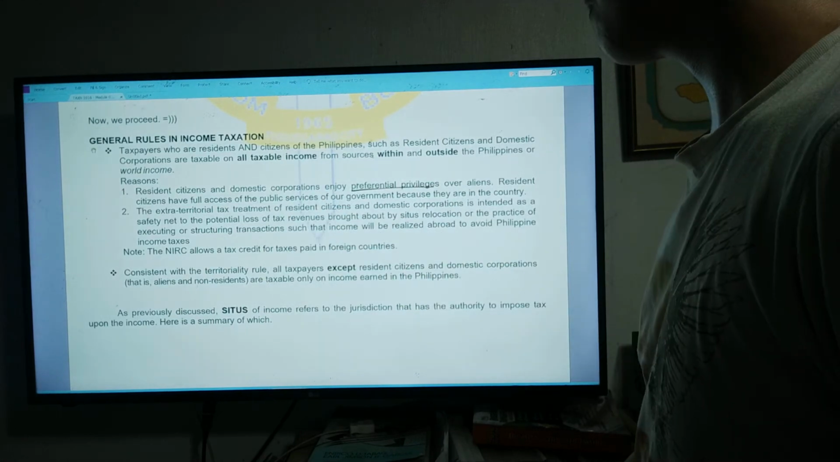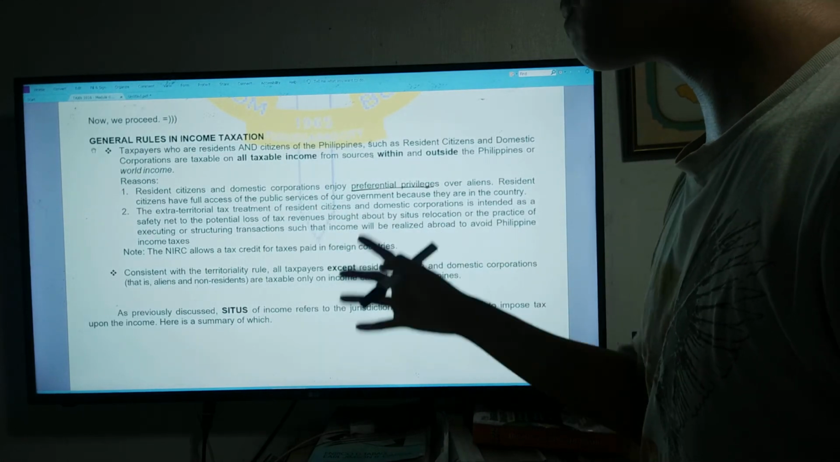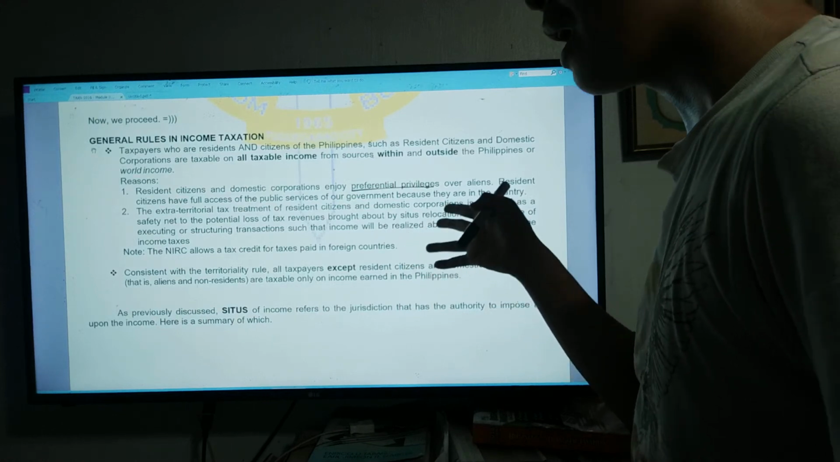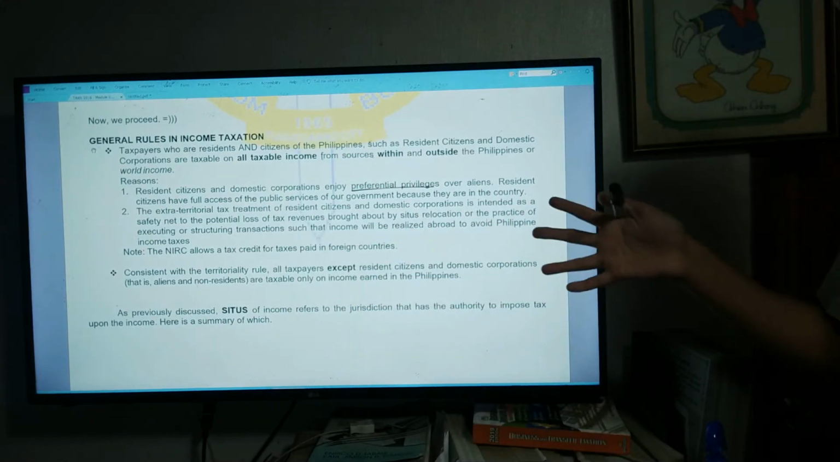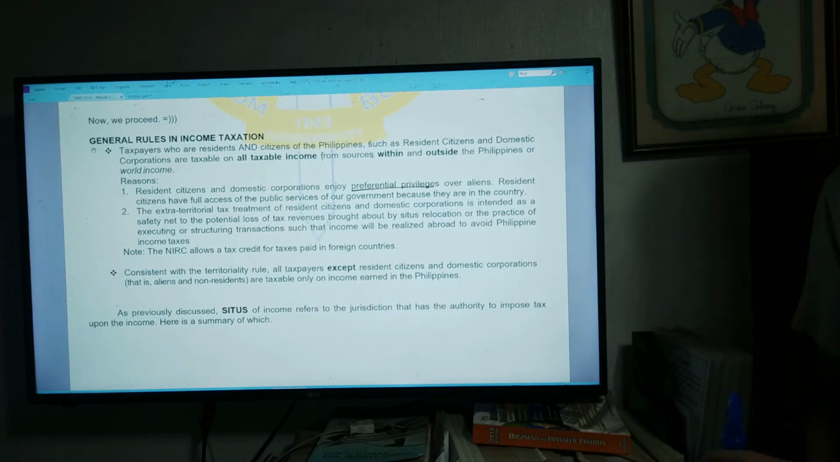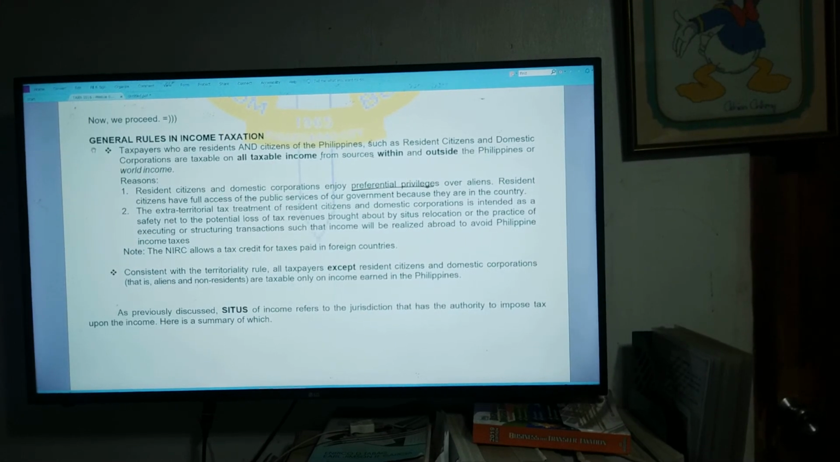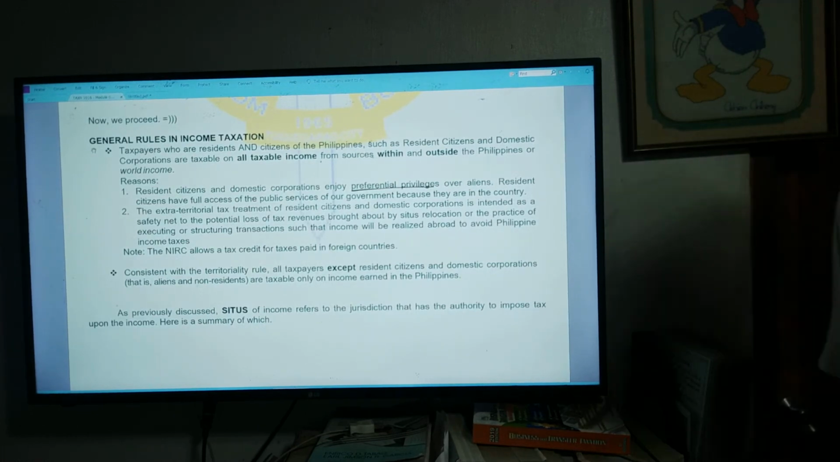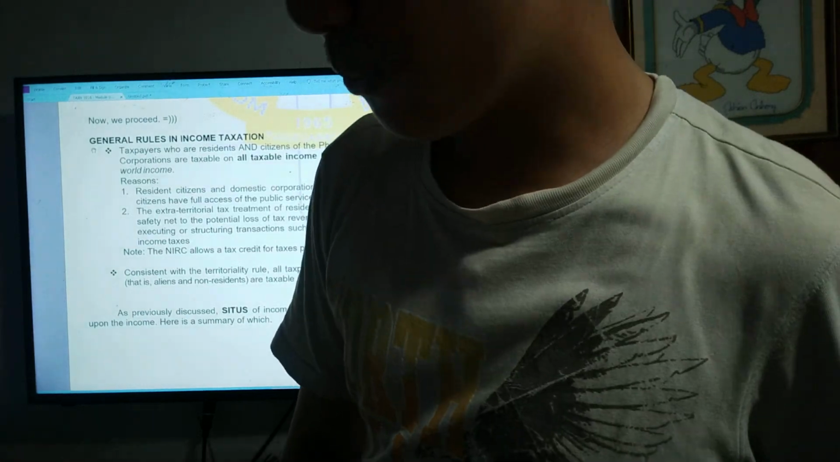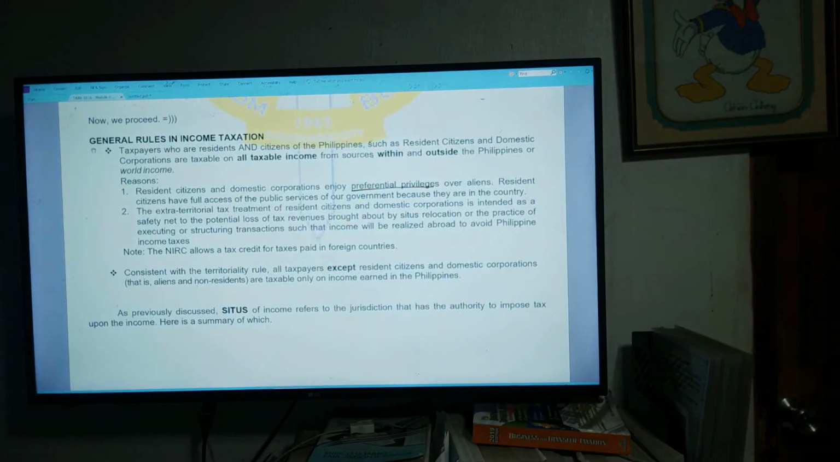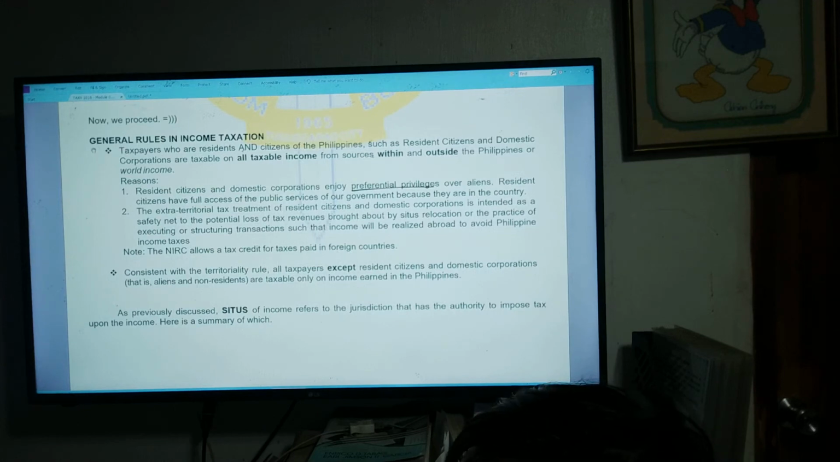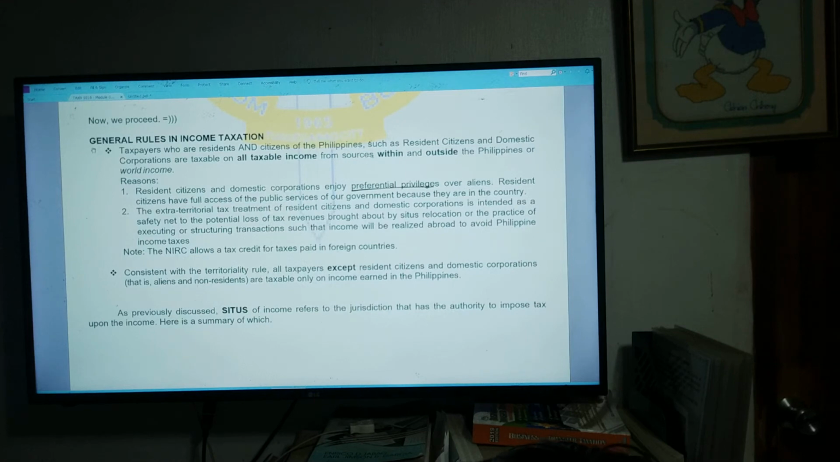Now, another one is because of the extraterritorial treatment. Ibig sabihin ho nito, meron ho kasing high chance na ang mga resident citizens can evade taxation. How? By generating income in places other than the Philippines while they are still in the Philippines. Despite the fact that they are in the Philippines, they can generate income abroad. And this is actually a means to evade taxes. That is why meron ho tayong extraterritoriality principle.